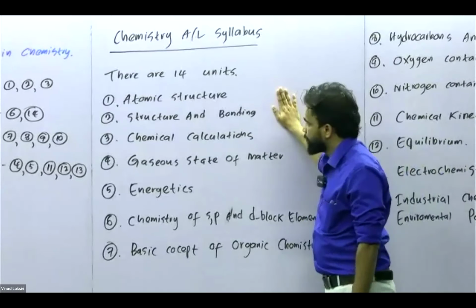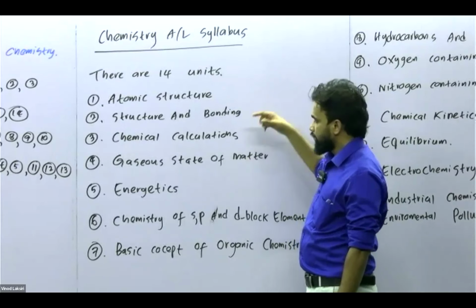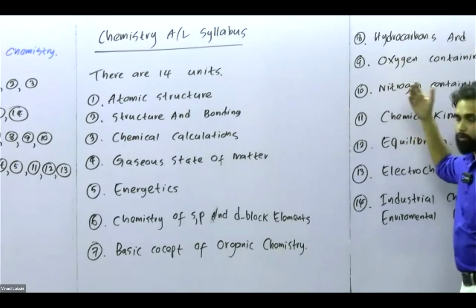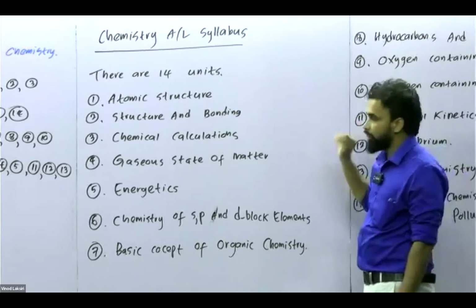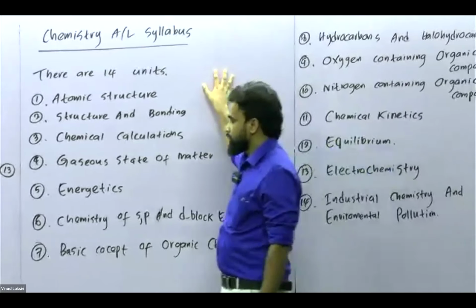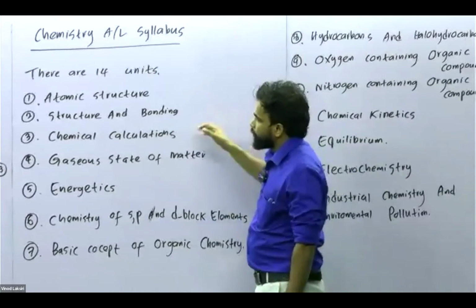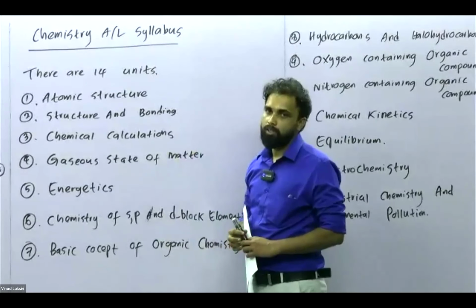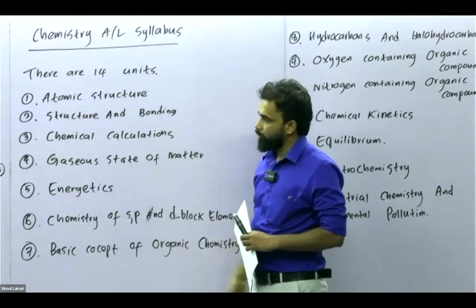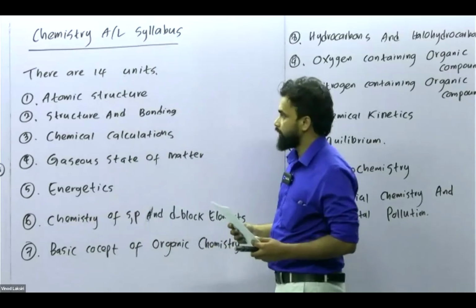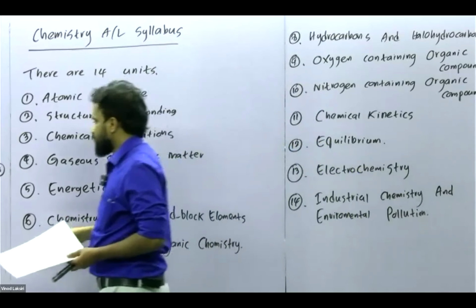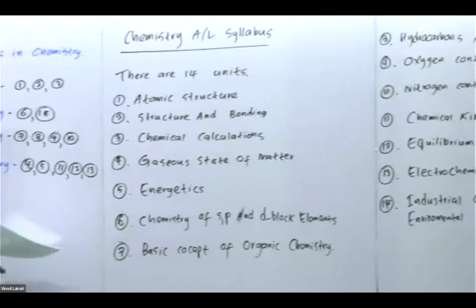If you miss the 1st unit, then what happens? It is difficult to study the 2nd unit. If you miss the 2nd unit, it is difficult to study the 3rd unit. Then the 7th unit, 8th unit, 9th unit will all be missed. So the chemistry syllabus is a chain syllabus. Therefore, from the beginning, you have to study carefully. Otherwise, all the other units will be difficult to study. So these are the 14 units, and these are the 4 main sections.